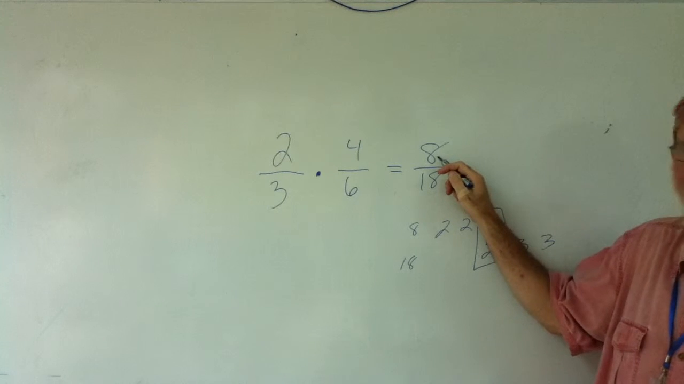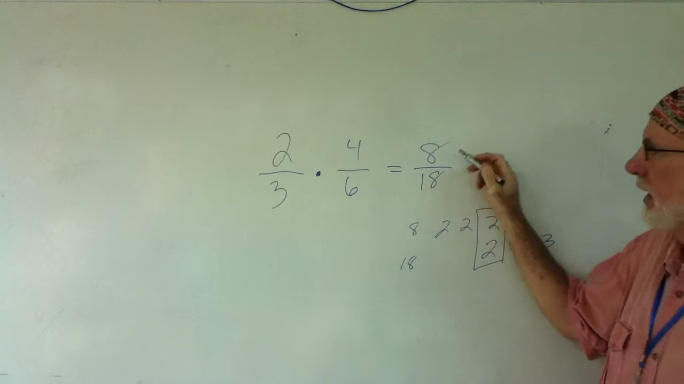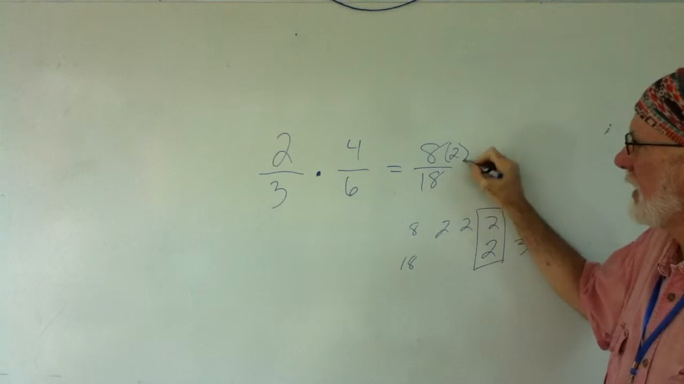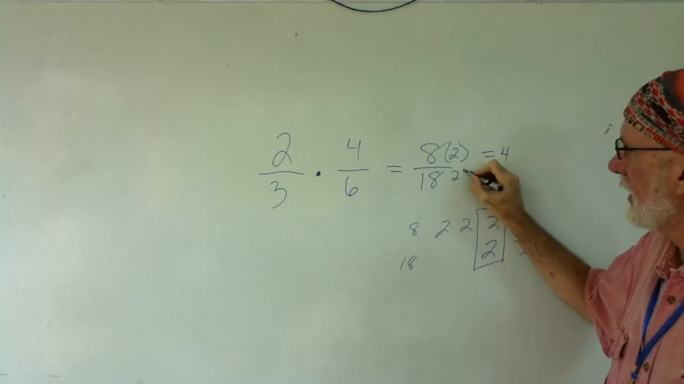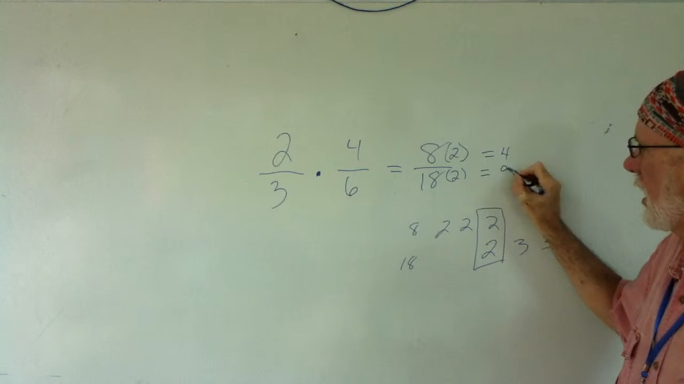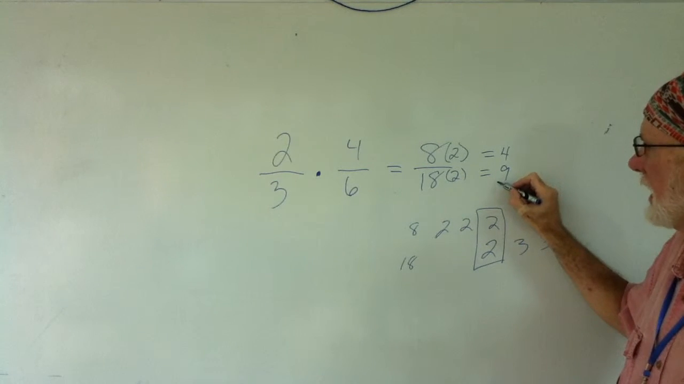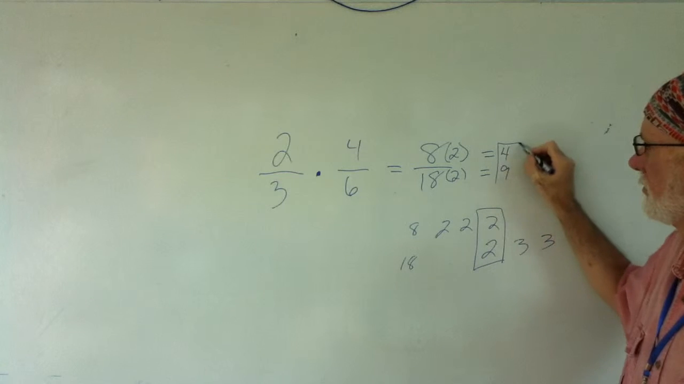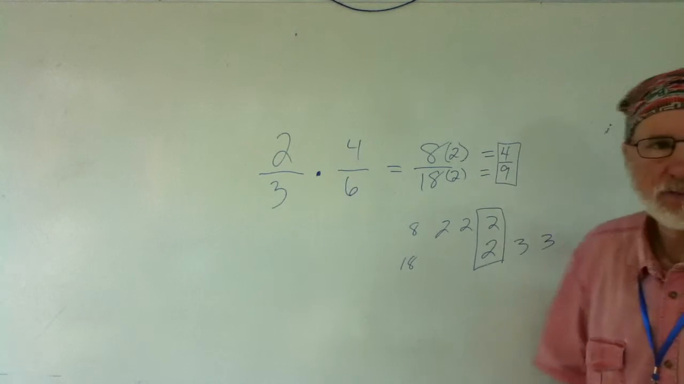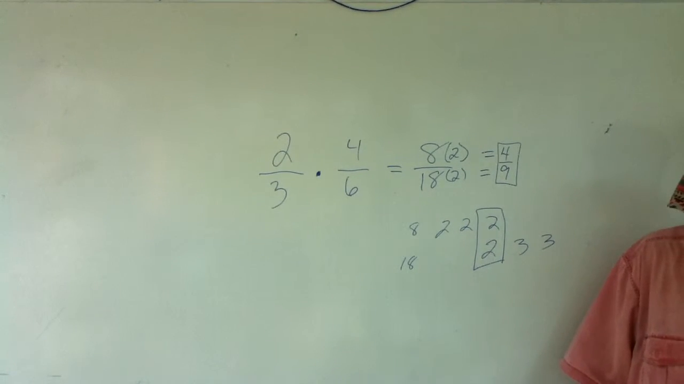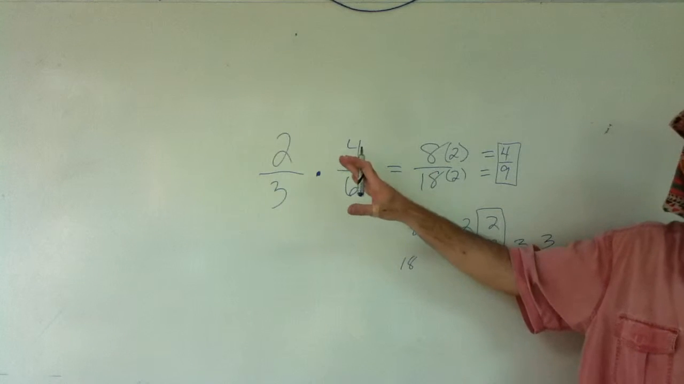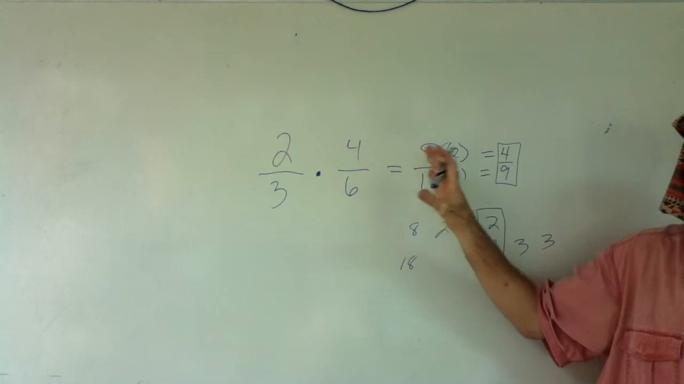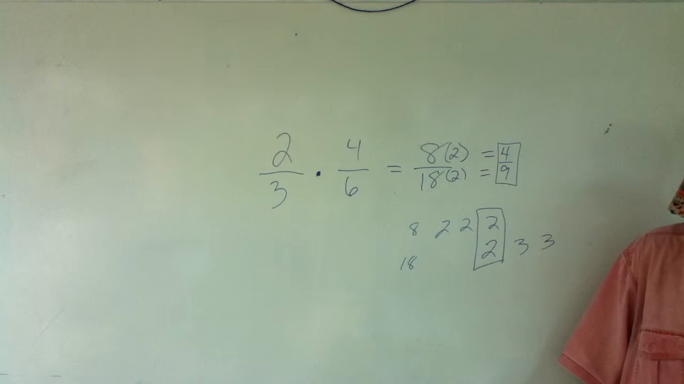What's 8 divided by 2? 4. So you factor out a 2, and you get 4. Factor out a 2 from 18, and you get 9. So what's the answer? 4 over 9. Is that simplest form? Yes, it is.